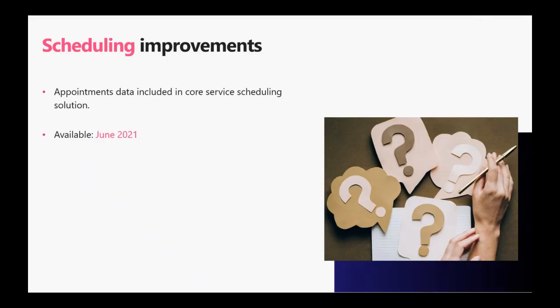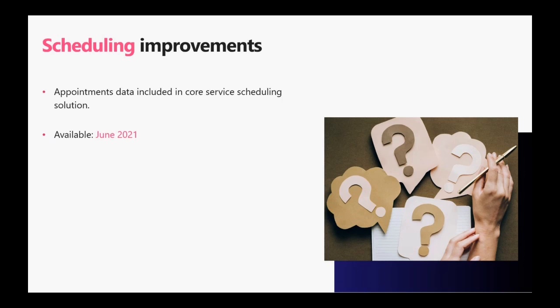The first one is a scheduling improvement. Basically, we have a scheduling module in Customer Service where we can schedule work orders, cases, and stuff like that, pretty much any entity that we define there. But the problem is that we don't know if that person is really available because we don't have an overview of their Outlook calendar. We don't know where specific other appointments are on their calendar.